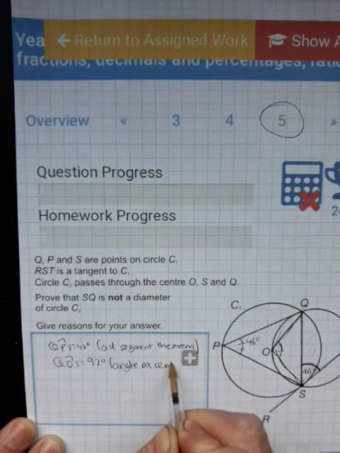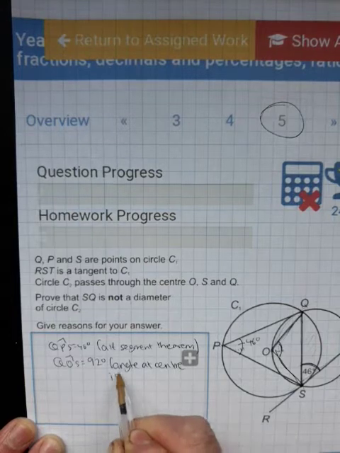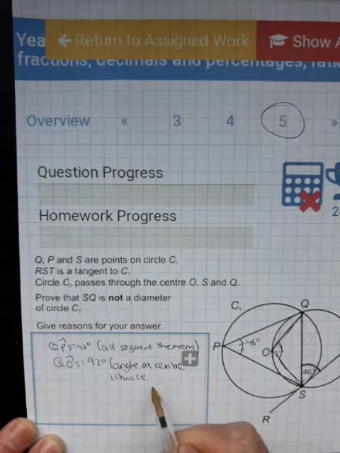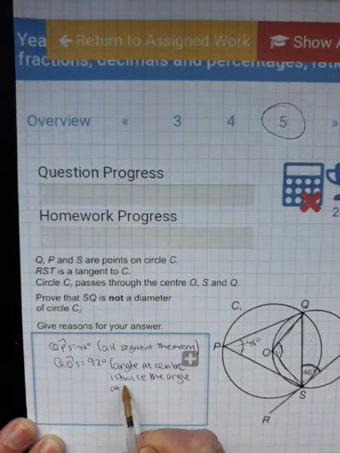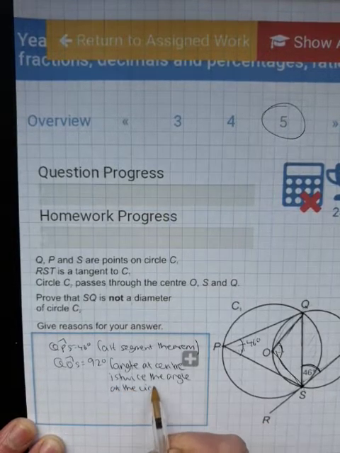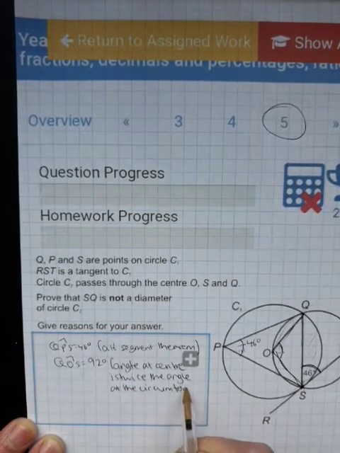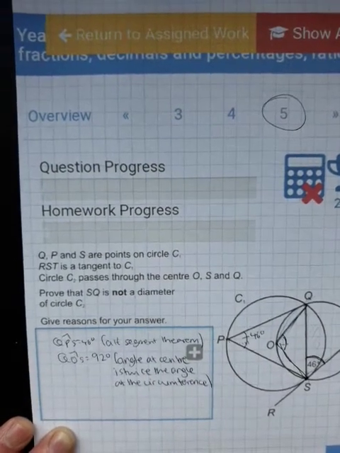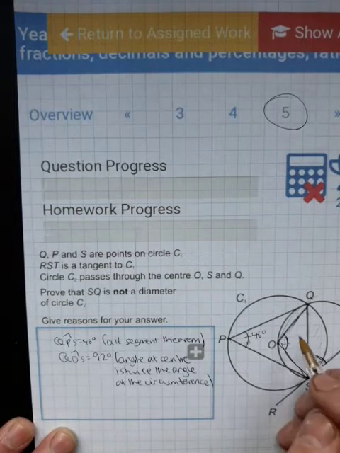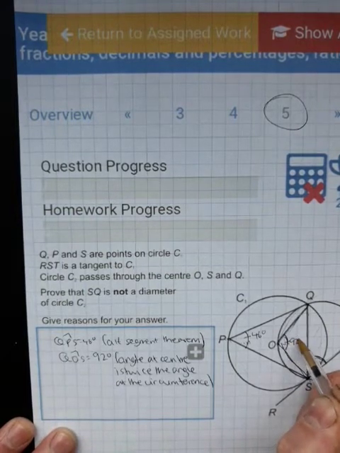Angle at the centre is twice the angle at the circumference. And again, remember what I said about this. Wording is very, very important here. Any sloppiness in the wording, you won't get the marks. Okay, so I said that's 92 degrees.